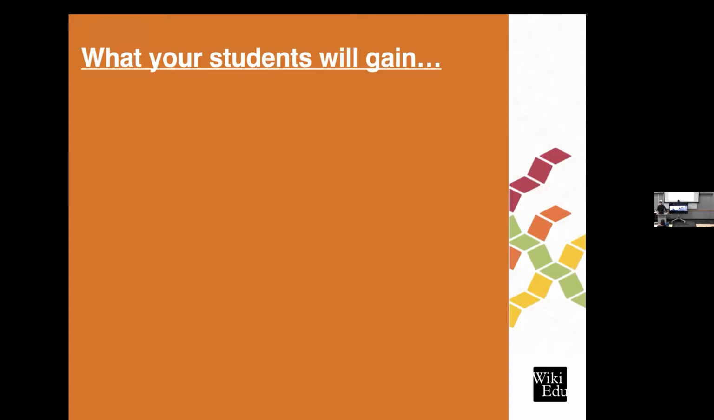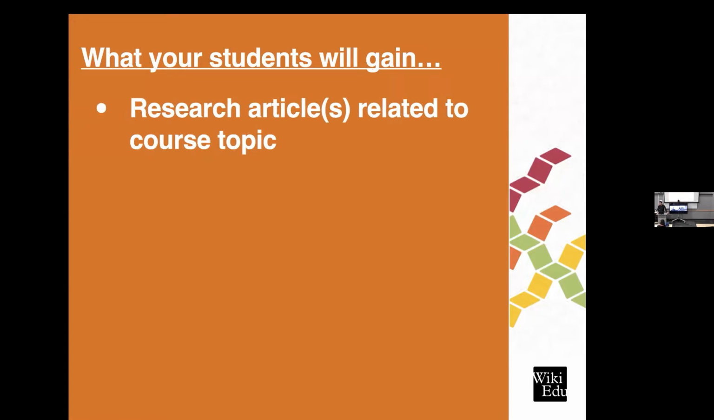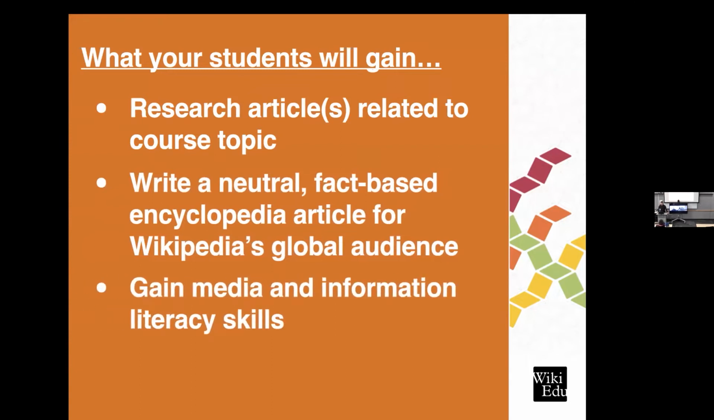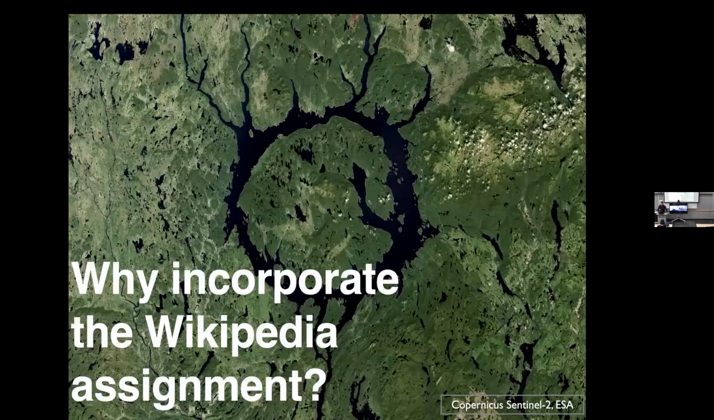So your students will gain basic research skills by researching articles related to your course topic. They'll gain basic writing skills by writing a neutral fact-based encyclopedic article for Wikipedia's global audiences. And they'll gain critical media and information literacy skills. And this will allow them to also learn how to discern fact from fiction in a world that is being destroyed by misinformation. So why incorporate the Wikipedia assignment?